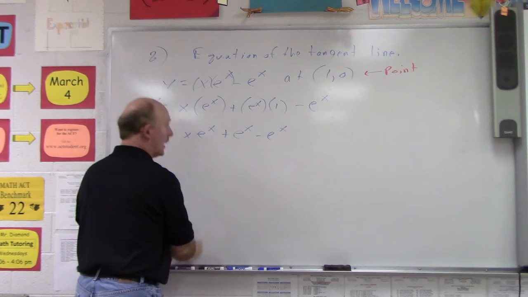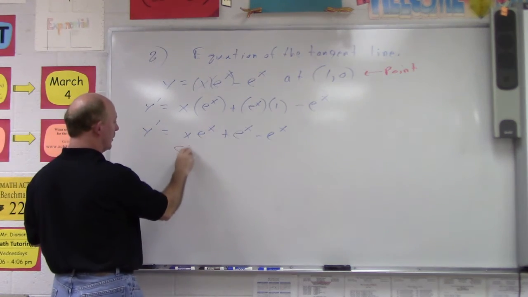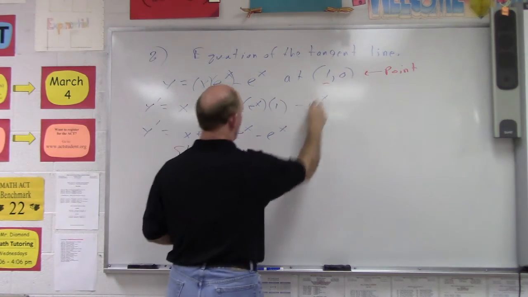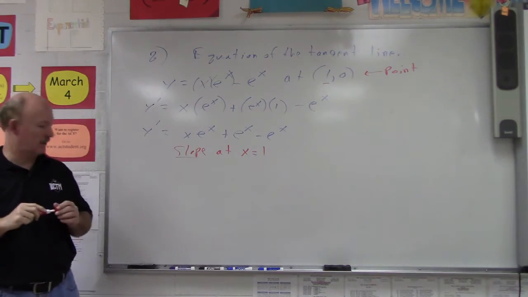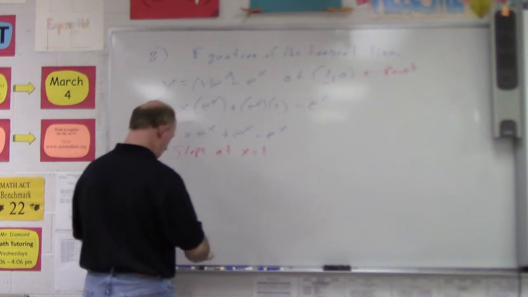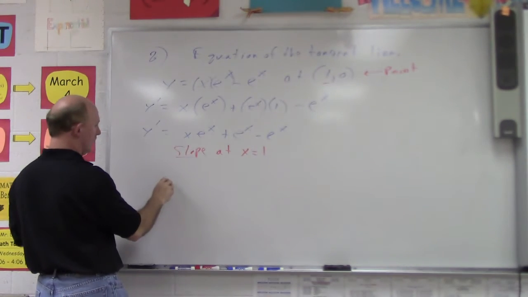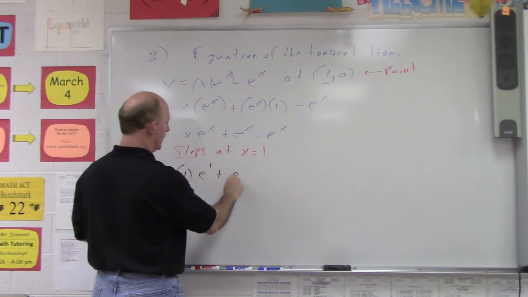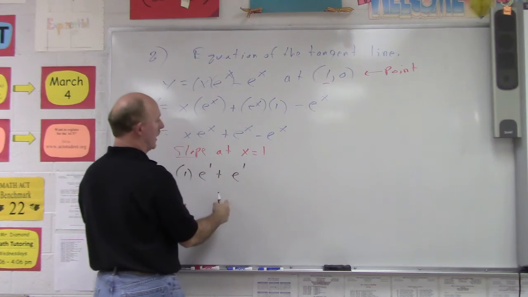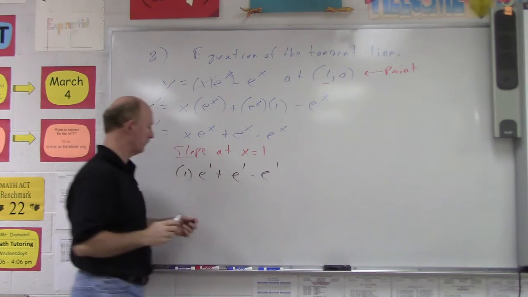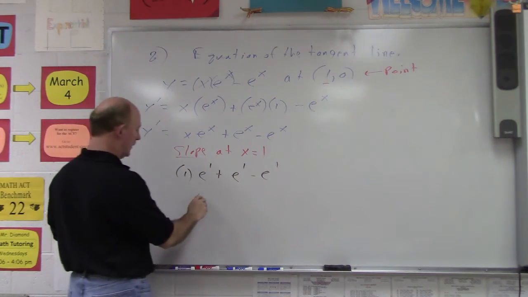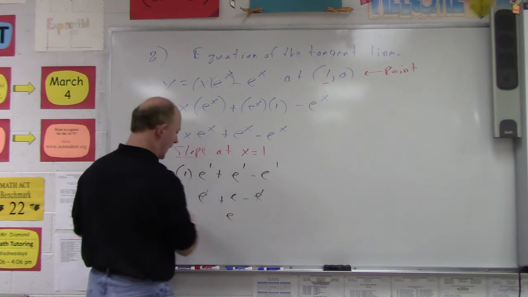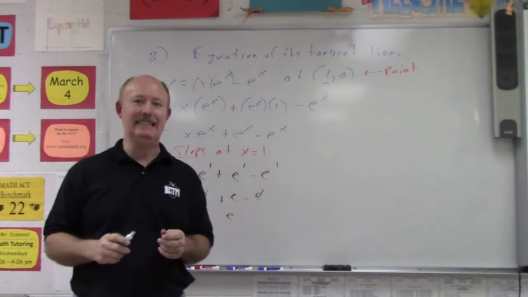Right. Now we've got one point, and we have to get our slope. We'll substitute 1 in for x. So at x equals 1, this will be 1 times e to the first power, plus e to the first power, minus e to the first power. So what do we have here? We have e plus e minus e. These cancel out, and the slope is e.